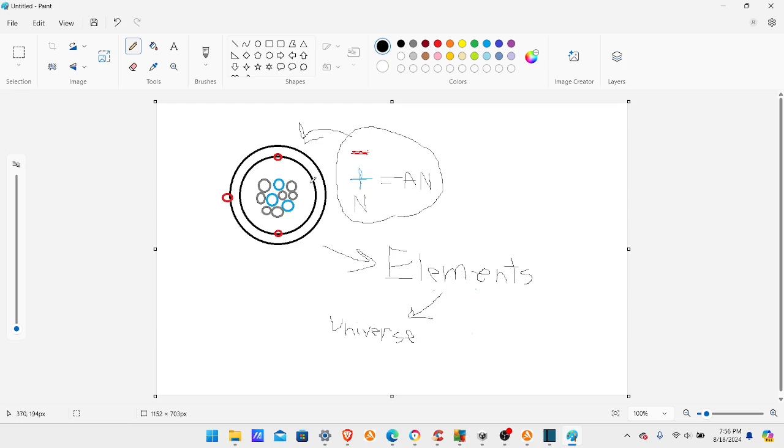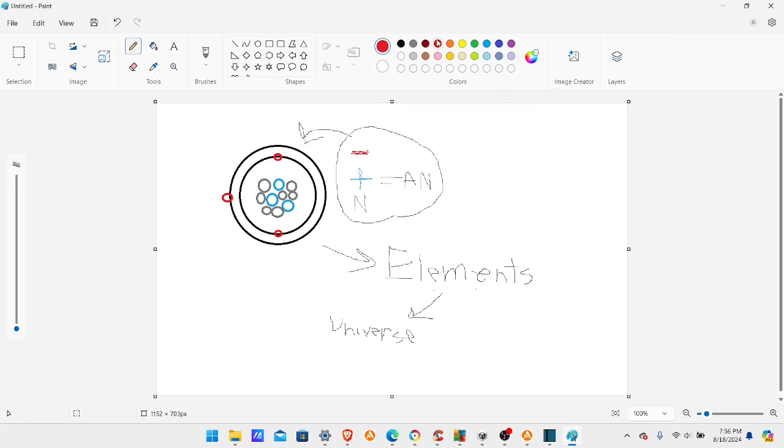So yeah, electrons, protons, neutrons make up atoms. Atoms make up elements. Well, different types of atoms make up certain elements. Like I said before, this would be a lithium atom, because it has 3 protons. So atoms make up elements, and elements are what make up everything in the universe.